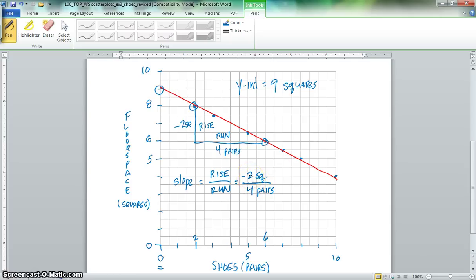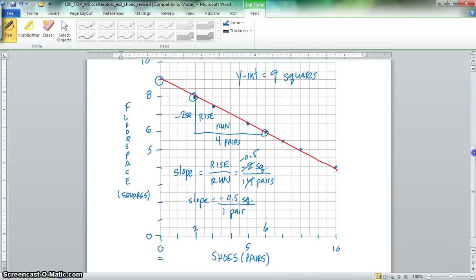I don't want to leave the slope in this form. I want to simplify. So if I divide through till I get 1 in the denominator, 4 into 4 once, 4 into minus 2 is minus 0.5. So the slope is best stated as minus 0.5 squares of floor space for every 1 pair of shoes. So that means for every 1 pair of shoes increase on the floor of the closet, there is a decrease of 0.5 squares of free floor space.